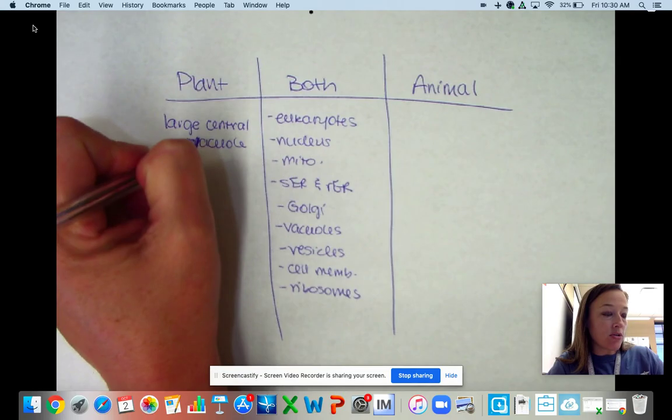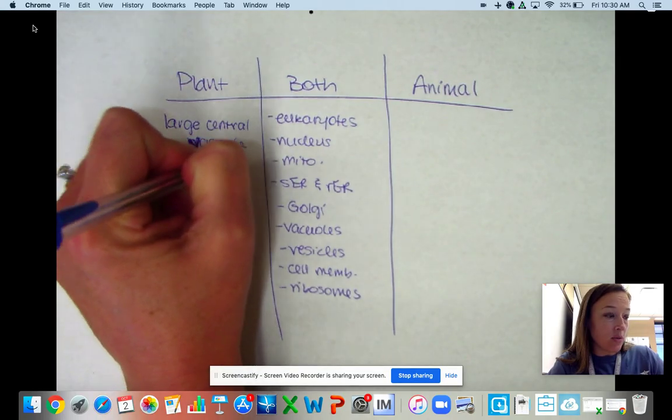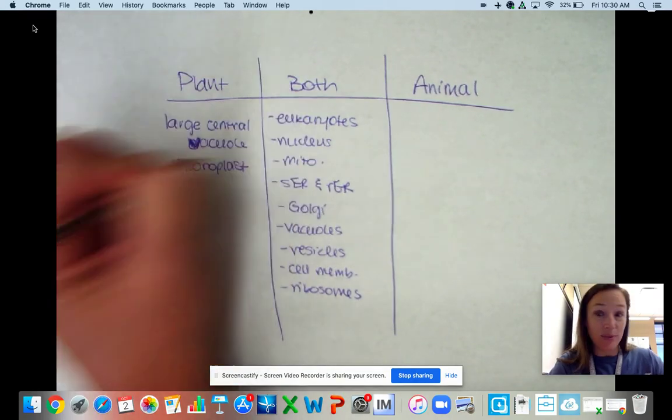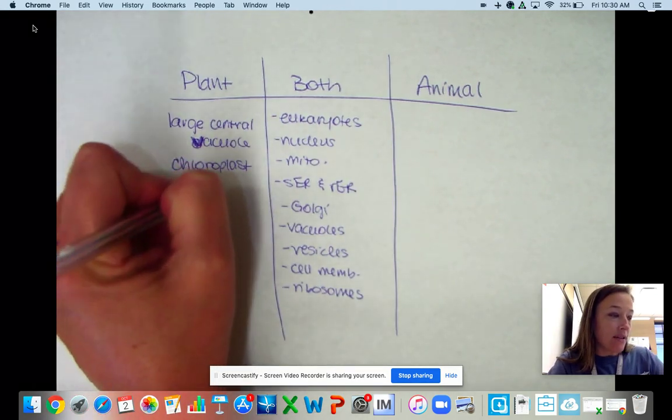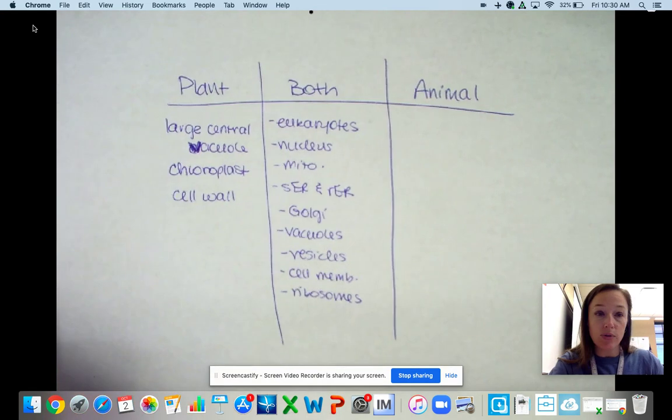All right, so a large central vacuole. They have chloroplasts, which we're going to learn all about in Unit 3 as the site of photosynthesis. They have a cell wall, which we as animals do not have.